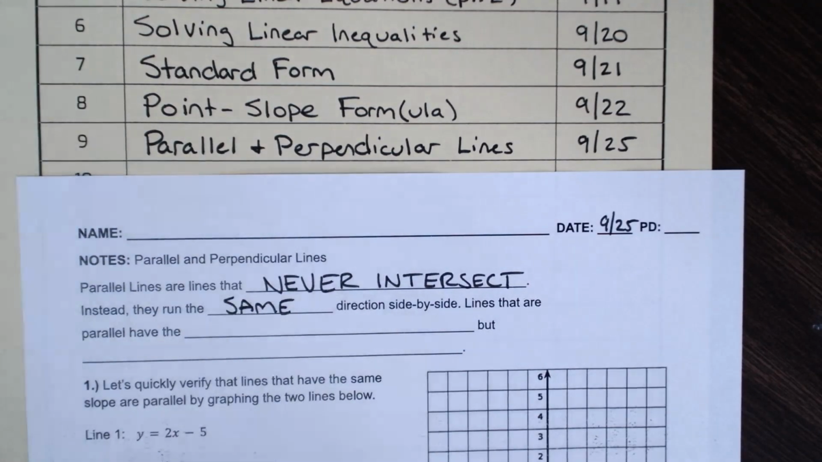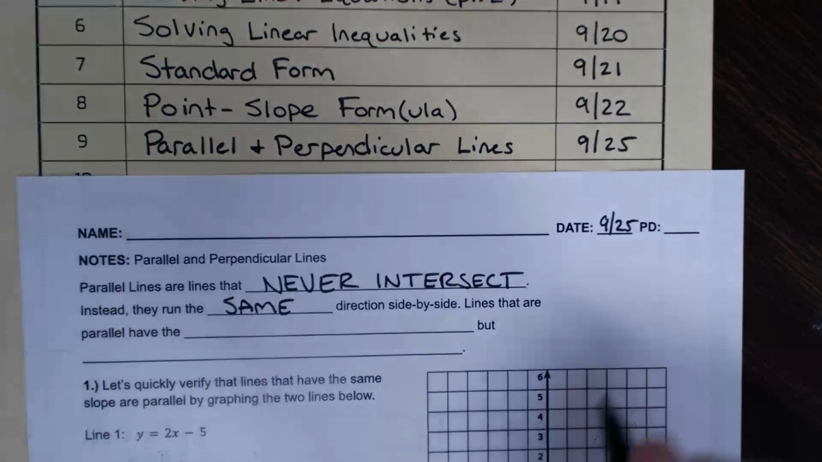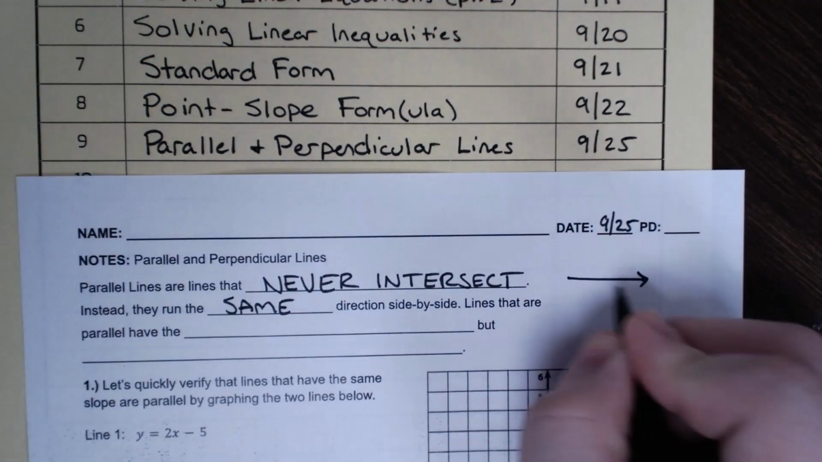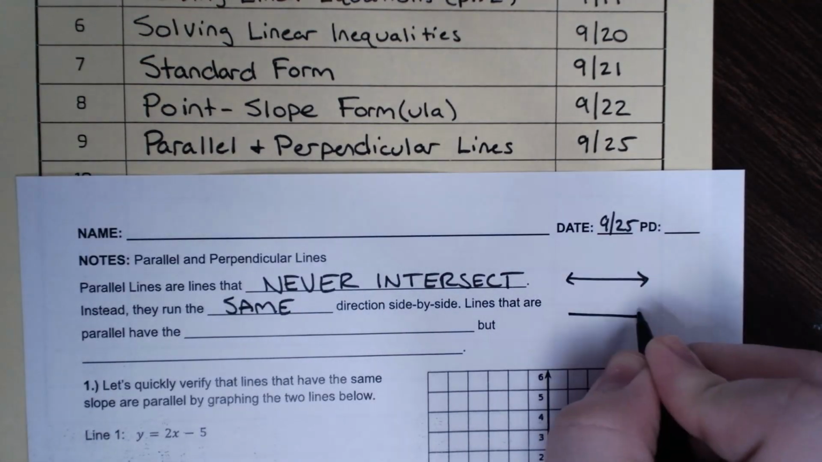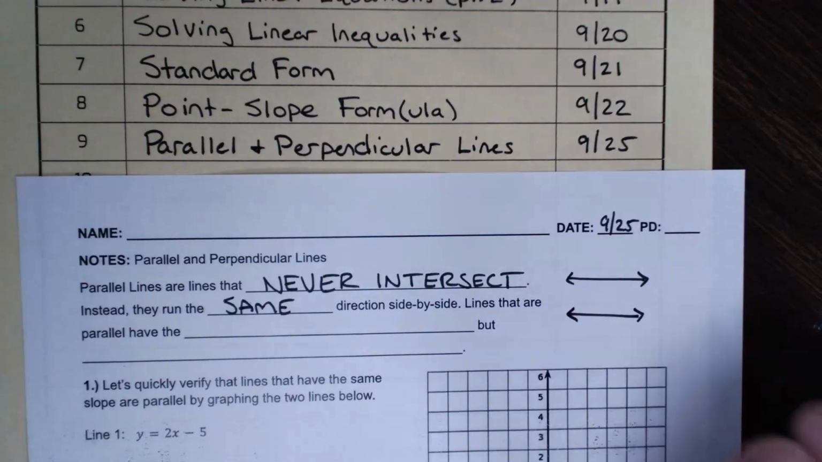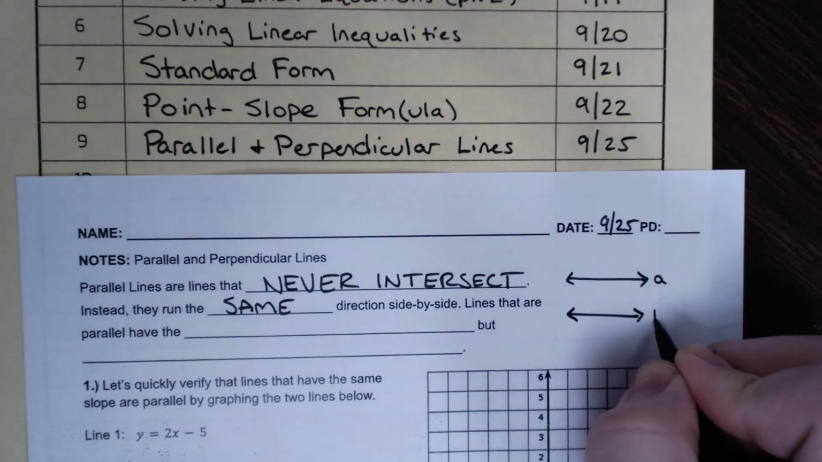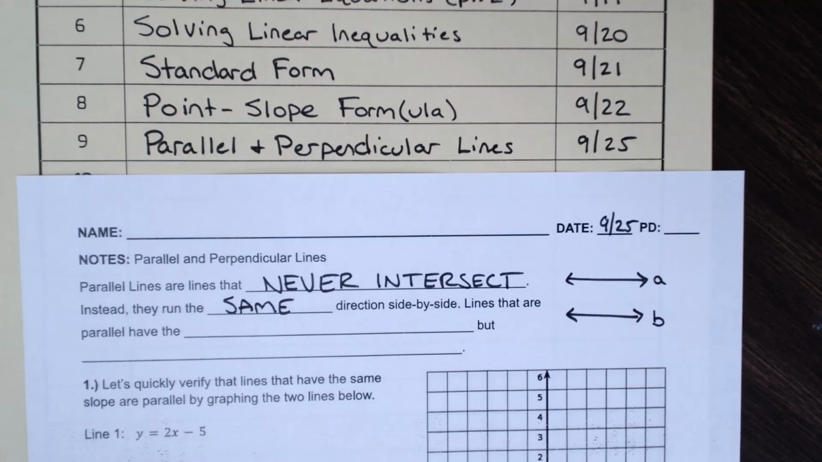So off to the side, let's just free-handedly draw two parallel lines, like this one and this one. I'm going to call them line A and line B.